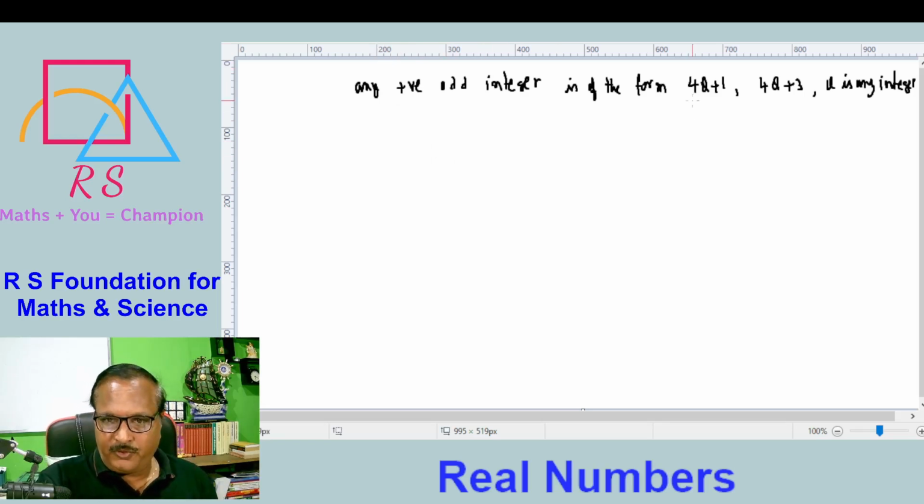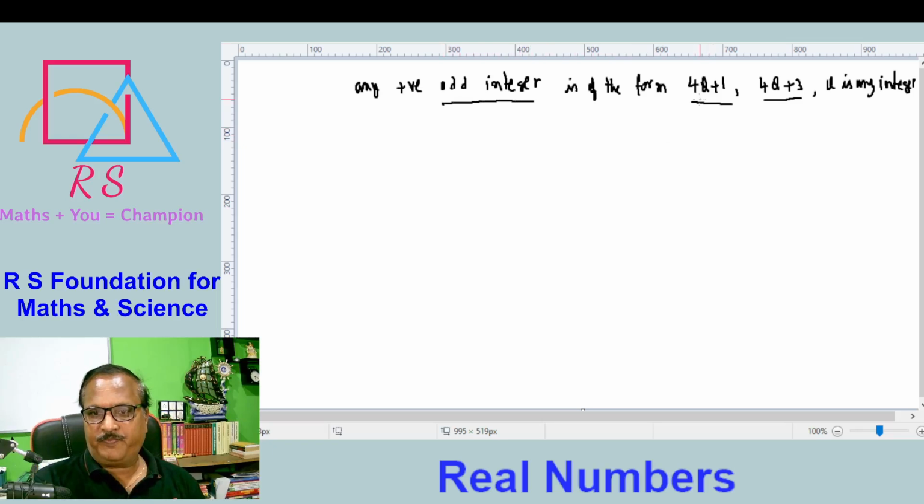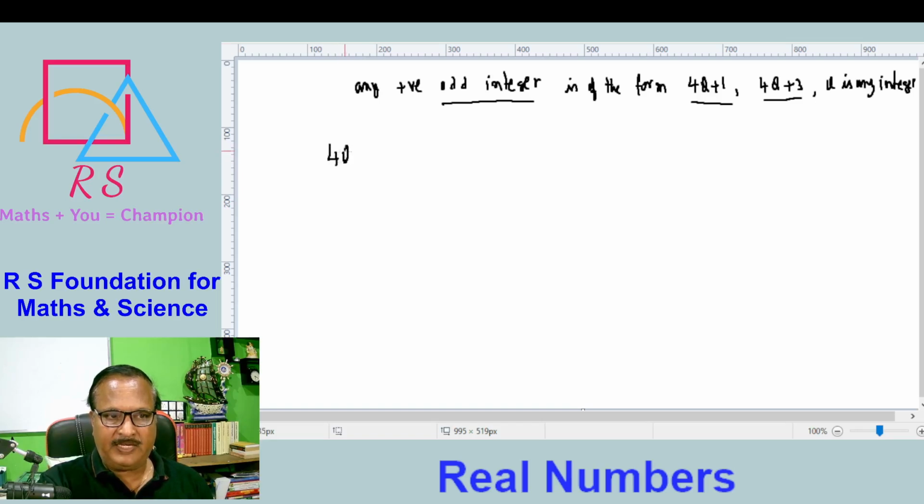Now 4q plus 1 and 4q plus 3 is the form of an odd integer, that is what we have to prove. So 4q plus 1 and 4q plus 3 is always an odd integer for any q, where q is any integer. If you understand 4q plus 1, it is in the form of Euclid's division lemma, where q is the quotient, 1 is the remainder, and 4 is the divisor.